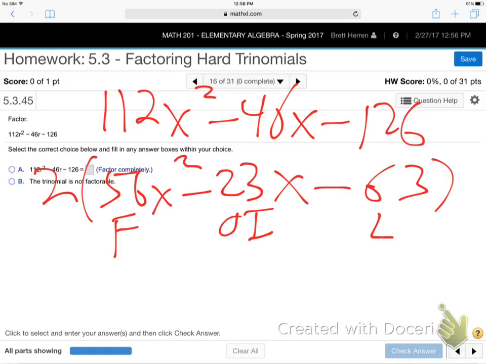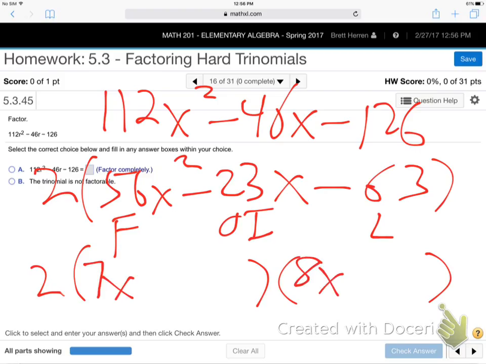And then what are you going to put in the front there? Front times front to make 56? Got to be 7 and 8, huh? Or 8 and 7, whatever. The order in the first two doesn't matter. 7x, 8x, or 8x, 7x, whatever. Good so far for the front two.